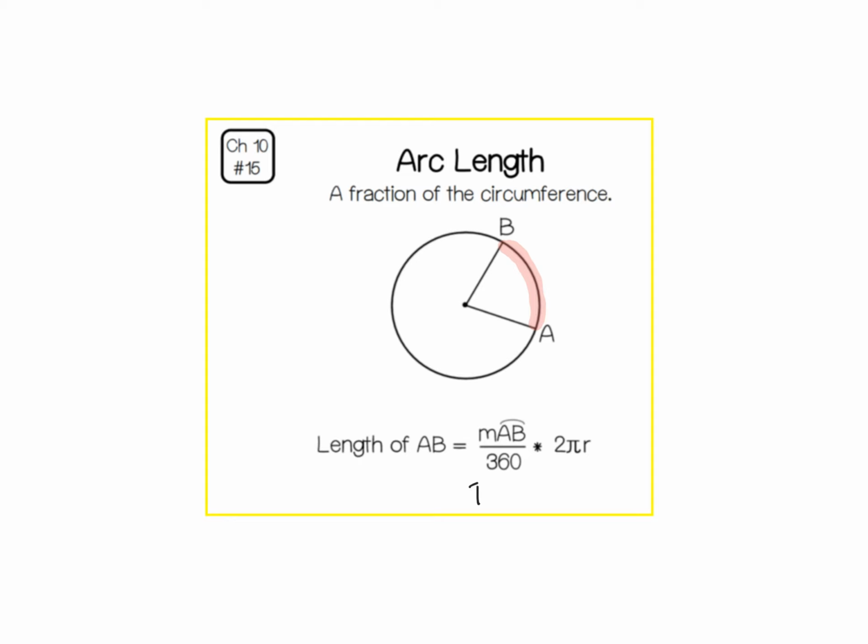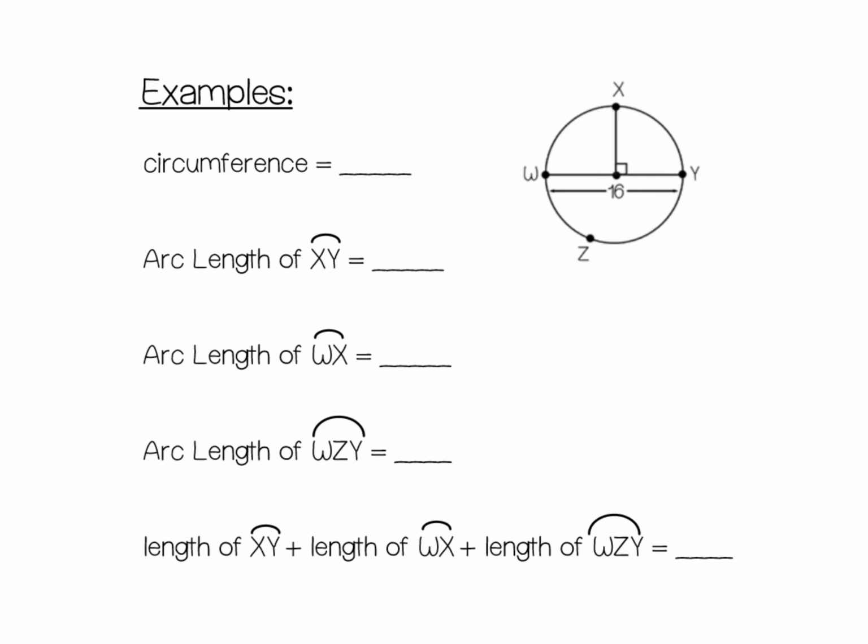So just remember we have like a part of the circumference. And so the way we represent the part is with the fraction. The word "of" represents times, and then your circumference is defined as 2 pi r. Next up, we have a couple of examples.